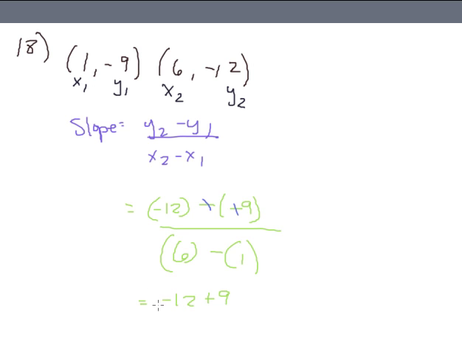And then down here, oops, we have 6 subtract by 1. So this comes out to negative 12 added by 9, which is going to give me a negative 3. 6 subtract by 1, that's going to give me 5. And that's the easy answer, negative 3 over 5.